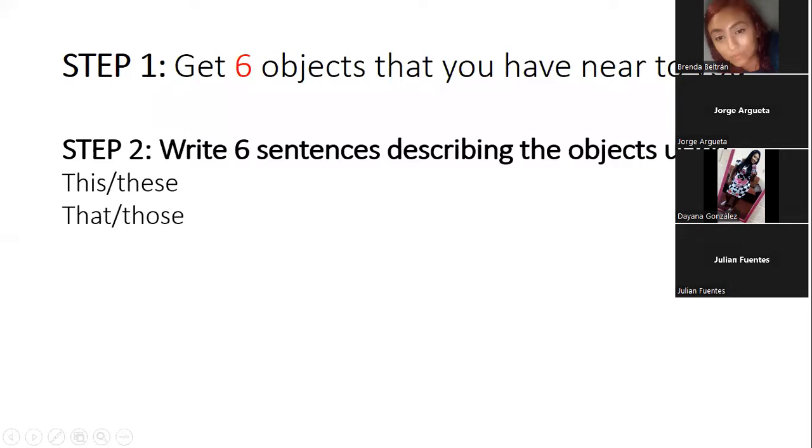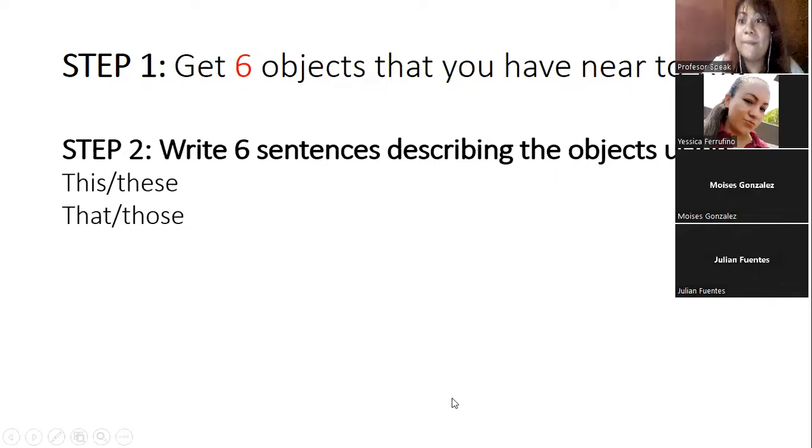Teacher, no pude realizarlo, no me permite seleccionar cómo tomar la entrevista. Okay, are you using your cell phone or a computer? Cell phone. Okay, so try that later on a computer and send that later, okay?